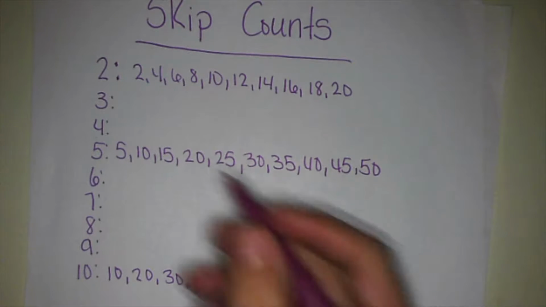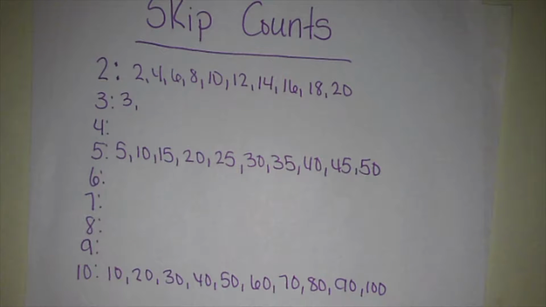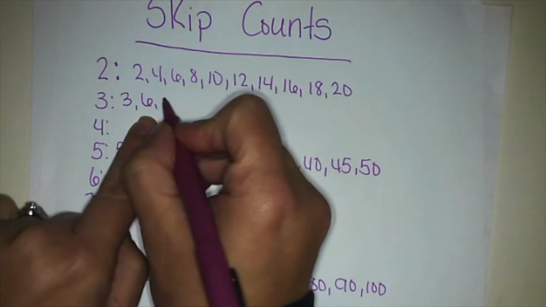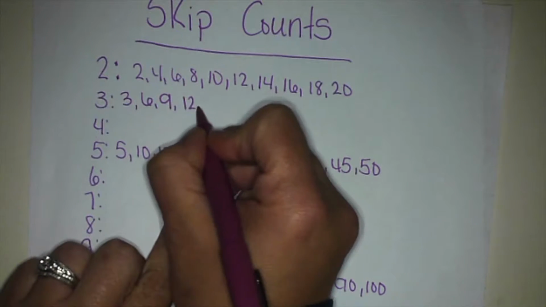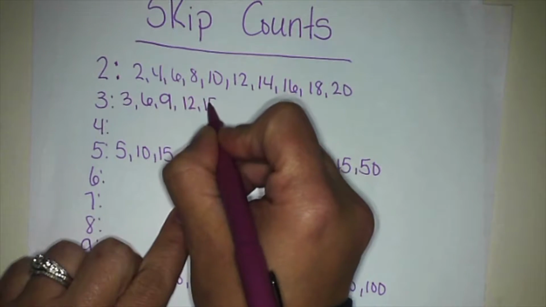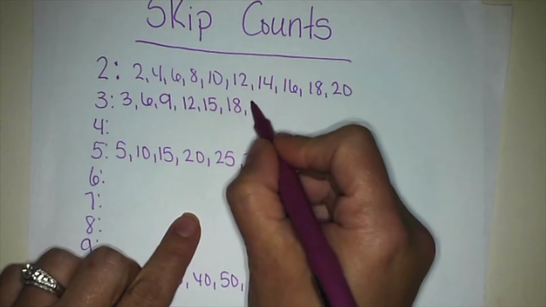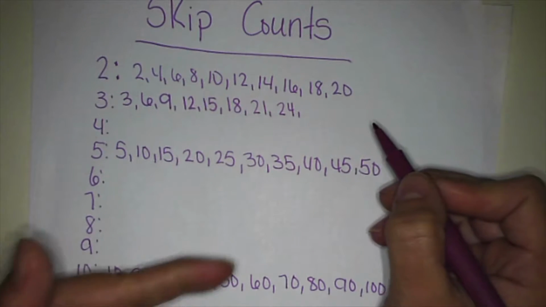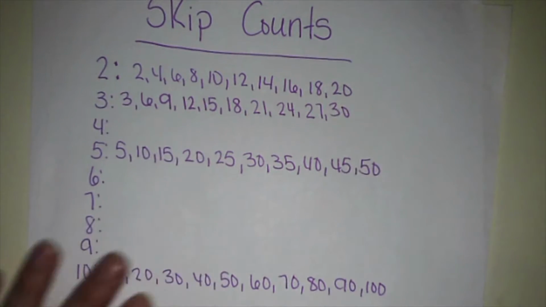So let's go ahead and fill in the rest. If I skip count by 3, the first one is the number itself. And then I'm going to keep adding 3, because that's what I'm skip counting by, to the number. So 3 plus 3 is 6, plus 3 is 9, 12, 15. 15 plus 3 is 18, plus 3 is 21, 24, 27, 30. So now we have a 3 skip count.